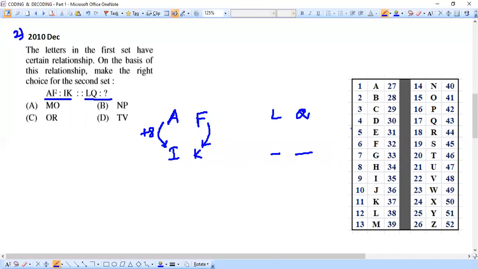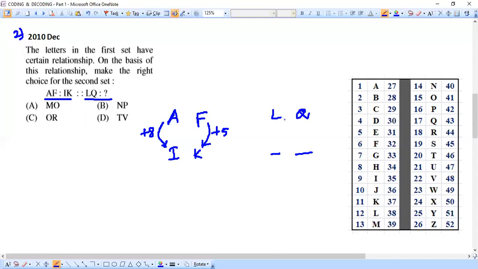So F to K is 6th to 11th. So that means 6 to 11 will be plus 5. That's it. So that means very clear pattern. The first letter, they are moving 8 positions forward. Second letter, they are moving 5 positions forward to get the code. That's all. Now let us do the same to the right hand side set also.